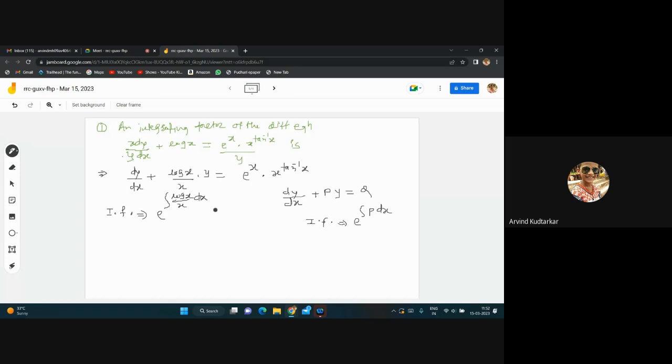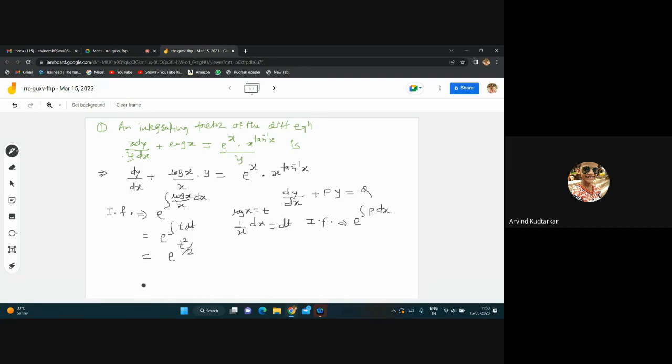1/x dx is equal to dt. So it takes the form e to the power integration of what? 1/x dx is dt and log of x is t. That means t into dt is there. Do you know the integration of t dt? That is e raised to t square upon 2.